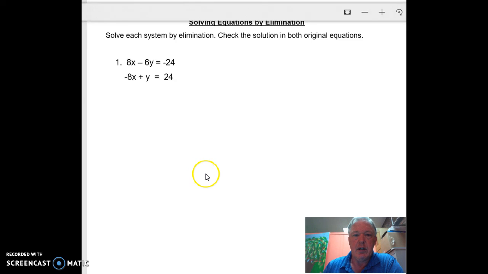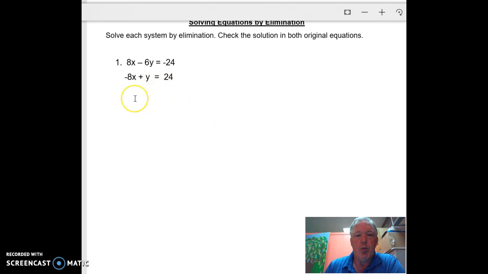Hello students, in this lesson we're going to work on solving equations by using elimination, and our directions are to solve each system by elimination and then check the solution in both of the original equations.